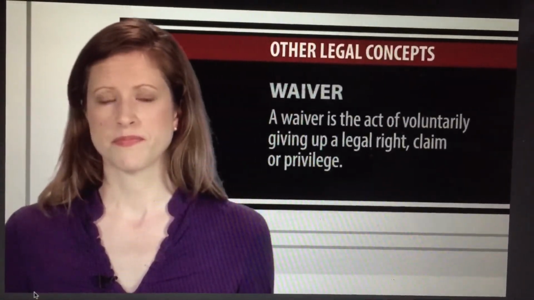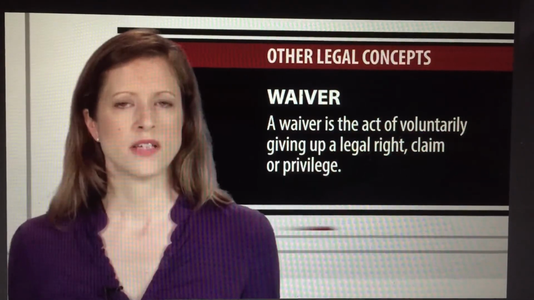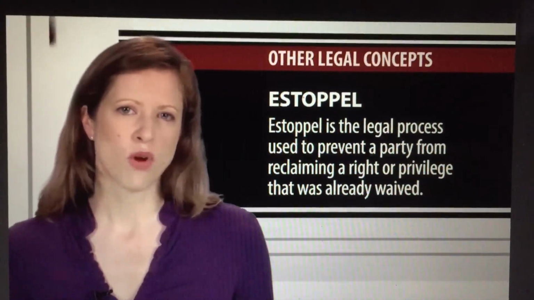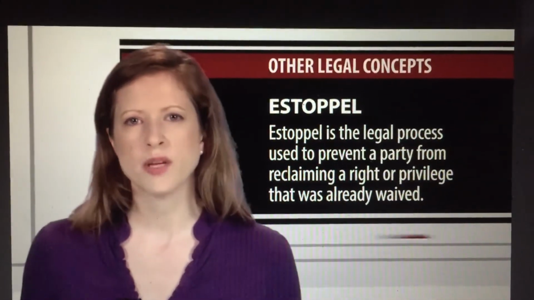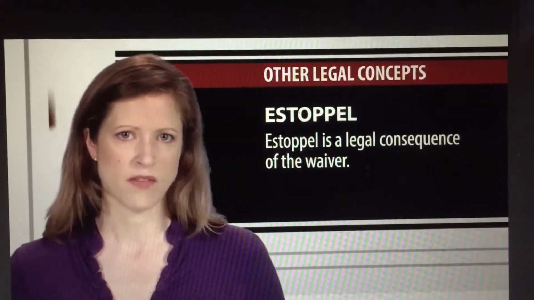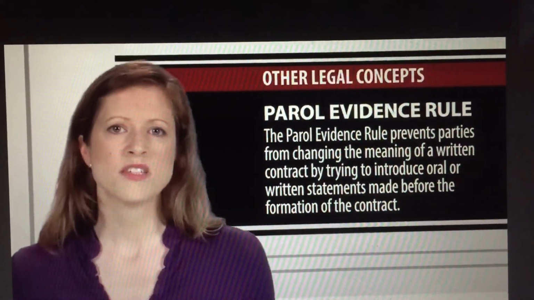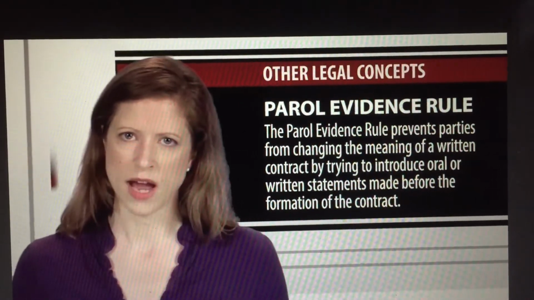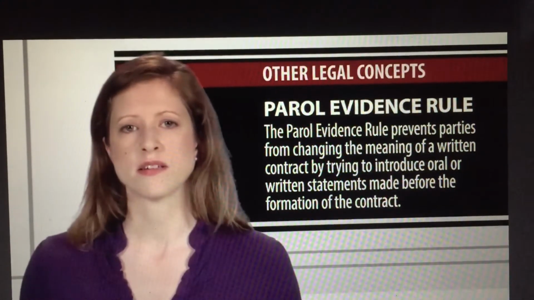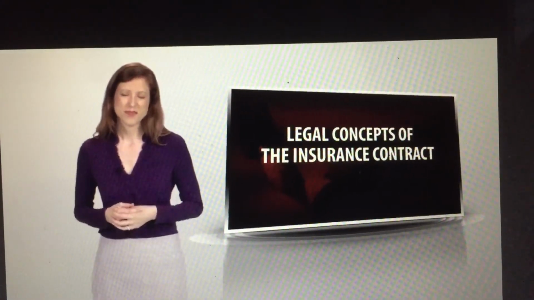Other legal concepts. Waiver. A waiver is the act of voluntarily giving up a legal right, claim, or privilege. Estoppel. Estoppel is the legal process used to prevent a party from reclaiming a right or privilege that was already waived. Estoppel is a legal consequence of the waiver. Parole evidence rule. The parole evidence rule prevents parties from changing the meaning of a written contract by trying to introduce oral or written statements made before the formation of the contract. Fully understanding these key topics is essential as you prepare to pass.